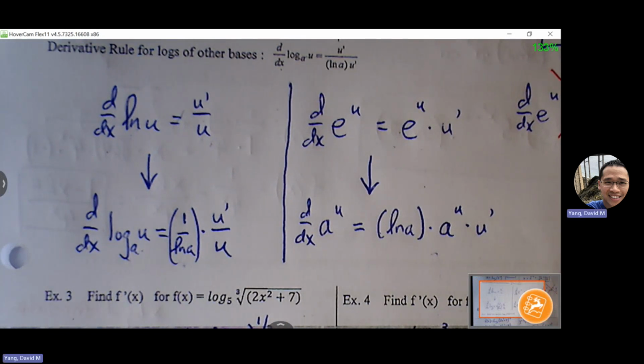You want to do that? I just want you to write down the derivatives, or see if you can recall them from memory.